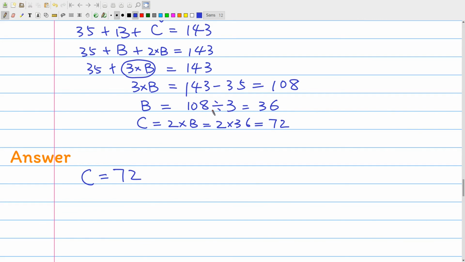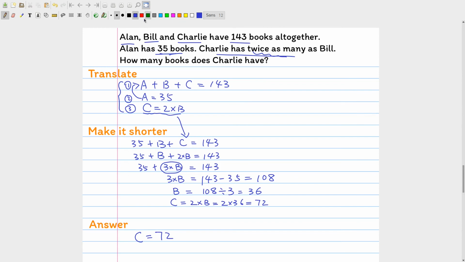Done. Now let me zoom out. Let me change the color to red. This part is translate, this part we make it shorter, and this part we find the answer. Those three parts all together, we call it a math solution.